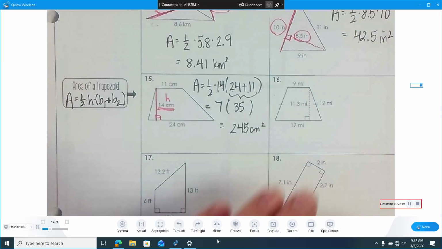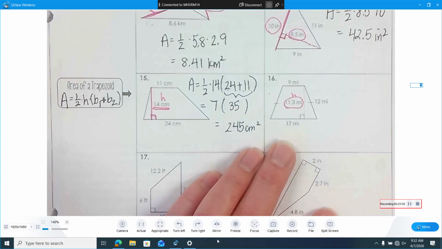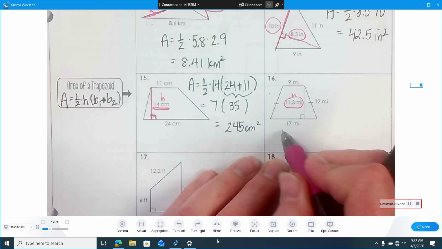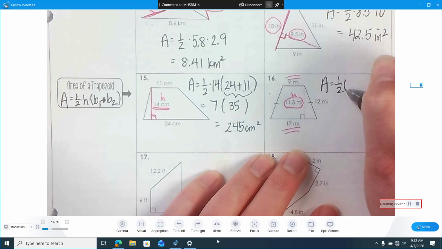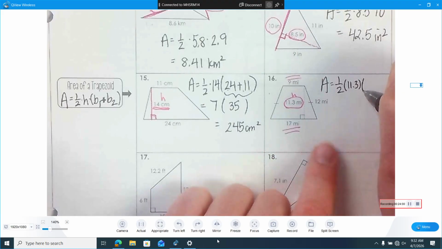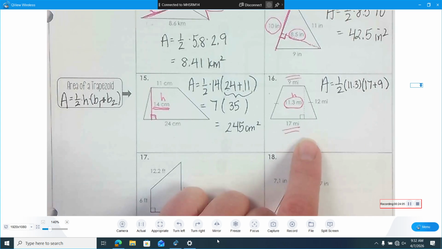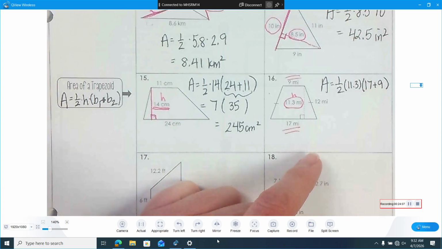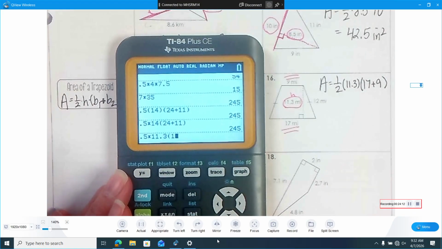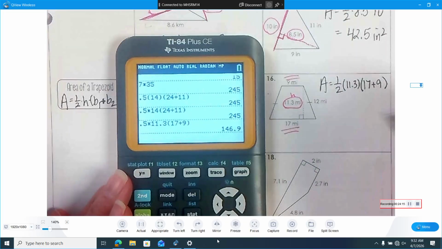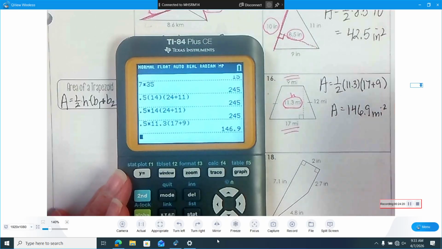What's the height? 11.3 is the height. And what are our bases? Yeah, 17 and 9 are our bases. So our area is 1/2 the height times the sum of the bases. So 17 plus 9. And that's exactly how I would write it down. And then you can use your calculator. And so we get an area of 146.9 square miles.